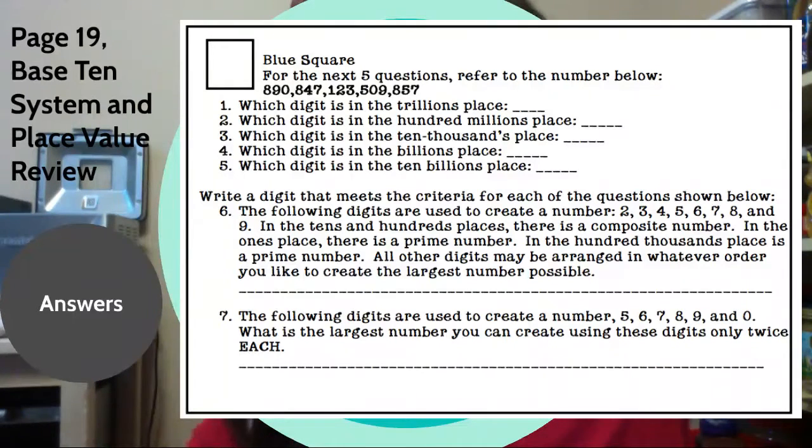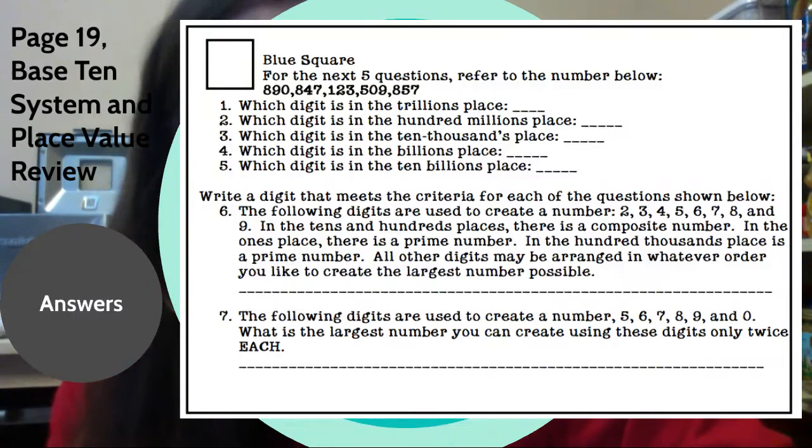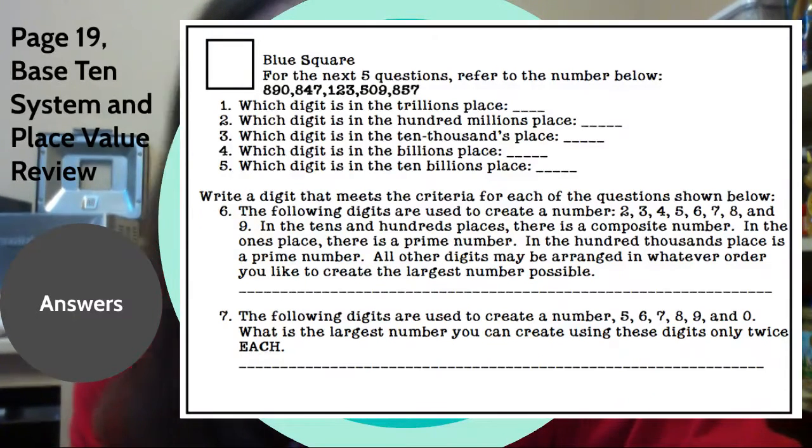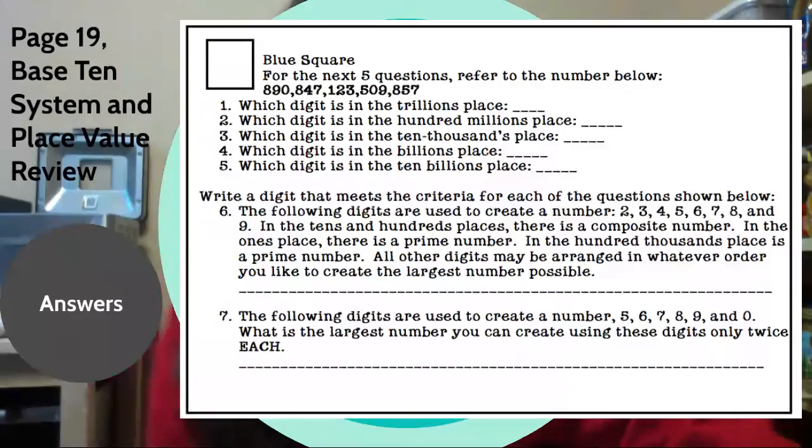Number 7, the following digits are used to create a number: 5, 6, 7, 8, 9, and 0. What is the largest number you can create using these digits only twice each?